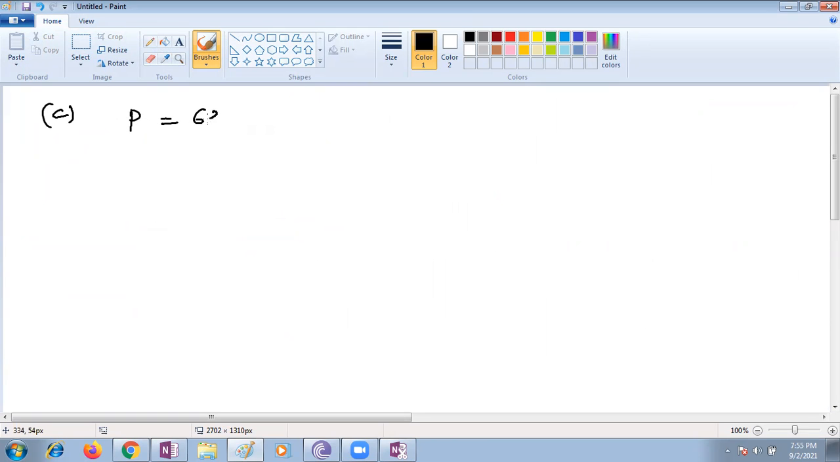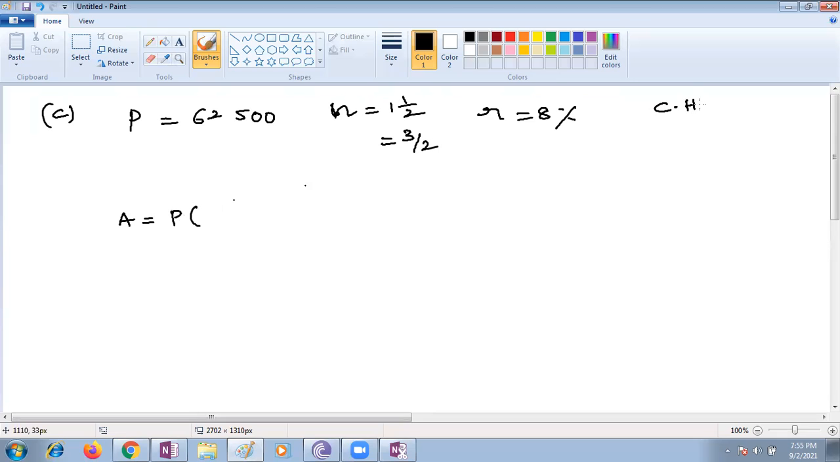Principal amount is given as 62,500. Time period n, the number of years, is 1.5 years. So you just convert it and make it 3 by 2. And the rate of interest is given as 8% per annum. So use your formula: amount equals P into, compounded half yearly. This is the keyword given, compounded half yearly. So 1 plus R by 200, whole to the power N.